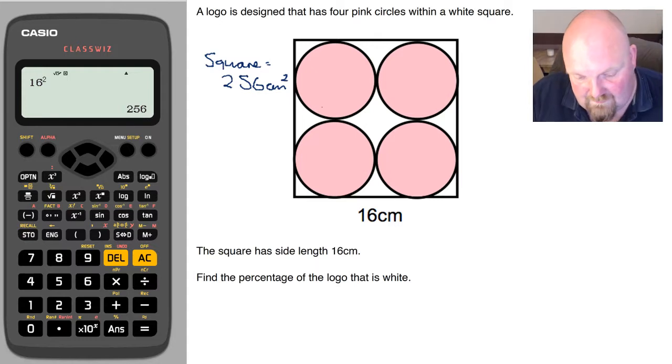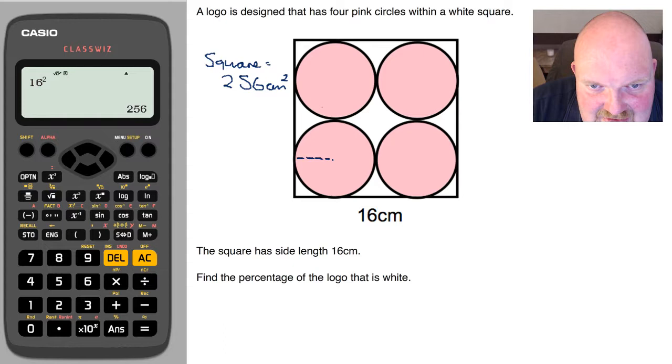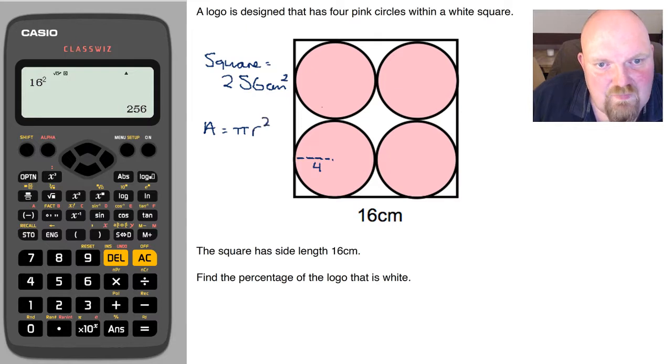What I then need to work out is the area of each of these circles. Now, if you look at these circles, you'll see that there are 2 of them in the 16 centimeter width, which means that the diameter of each circle will be 8. I'm going to use the radius. Half of 8 is 4. So, of course, to find the area of a circle, the area is pi r squared. So in this case, the area is 4 squared, which is 16, so 16 pi. Okay.